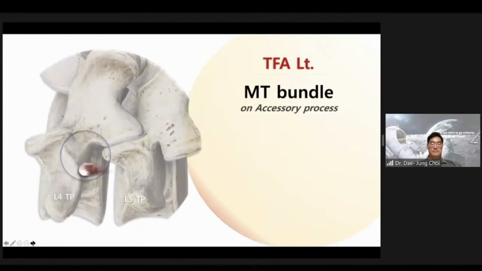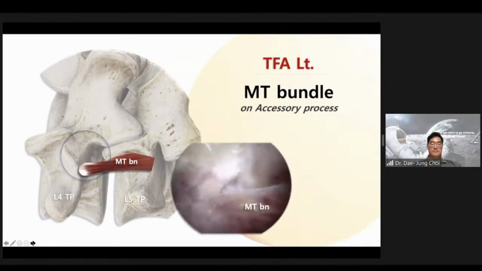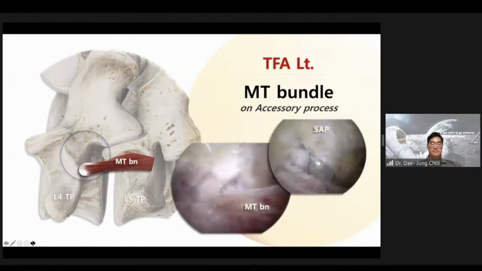This is the standard view of the transforaminal approach on the left side. There are important reference anatomical structures: the TP, transverse process, and the empty bundle, the musculotendinous bundle, which can help you not to lose your orientation. The SAP is not seen at first. The SAP is hidden under the facet capsule and deep muscles. So you should remember two main guiding structures, the TP and the empty bundle.